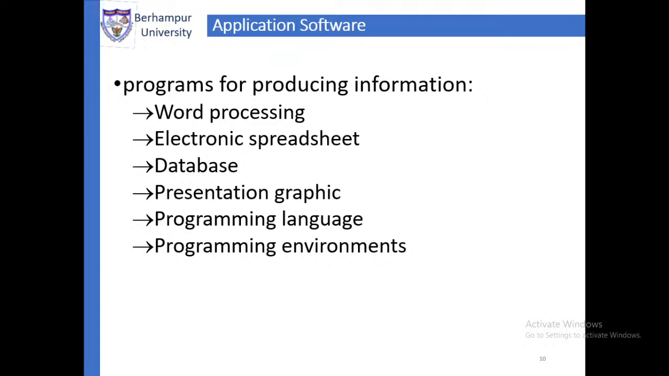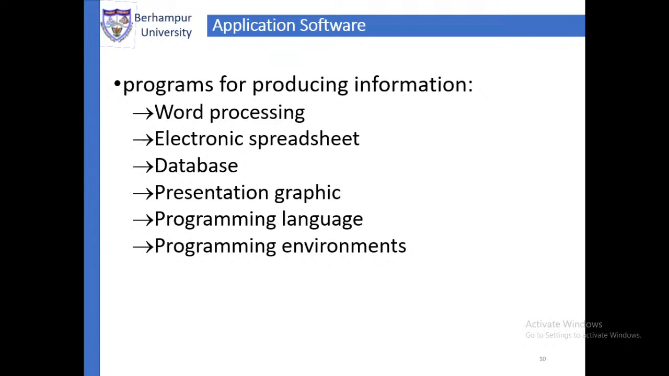Now application software: these are a set of programs for producing information. The first part, the operating system, is for controlling the machine or the system, whereas application software is for producing or processing information, the information given as input by the user.